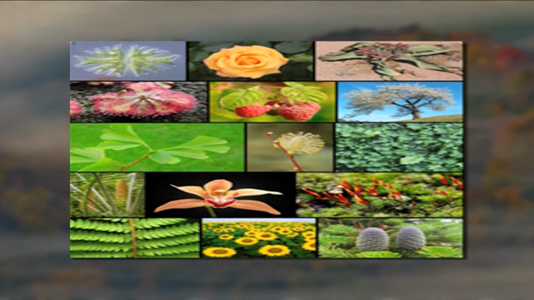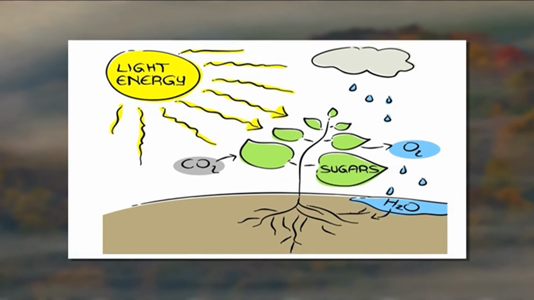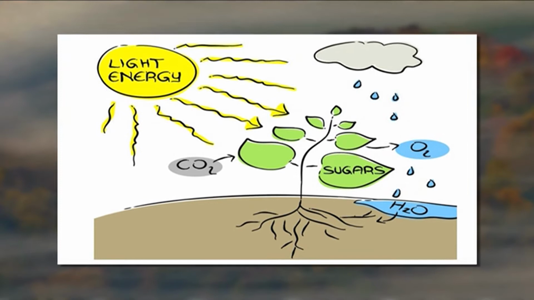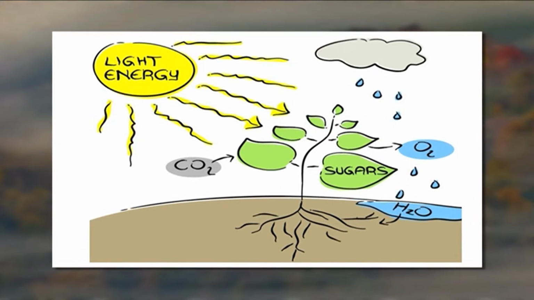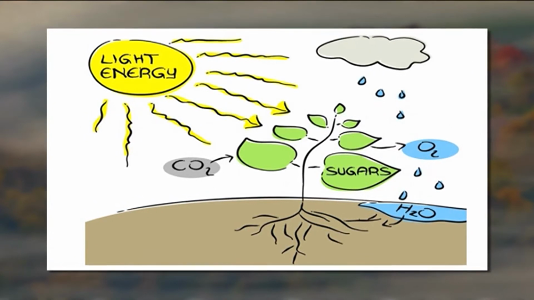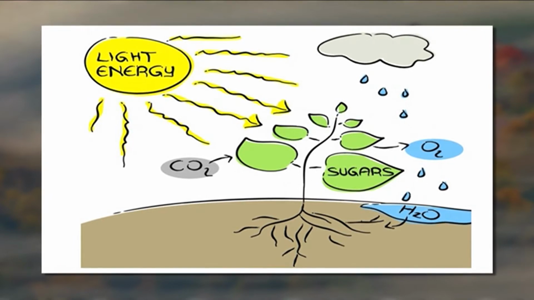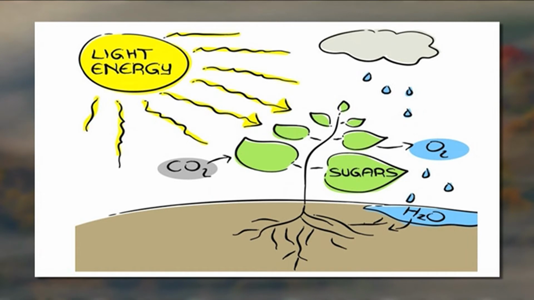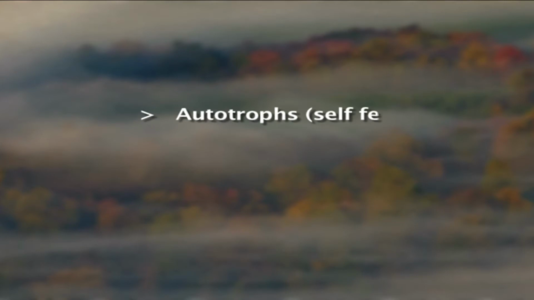Now, the first, producers. Producers are mainly green plants having chlorophyll. In addition to green plants, photosynthetic bacteria also act as producers. They produce carbohydrates by photosynthesis process. In effect, the plants convert solar energy into chemical energy using water and carbon dioxide. These are called autotrophs since they produce their own food.